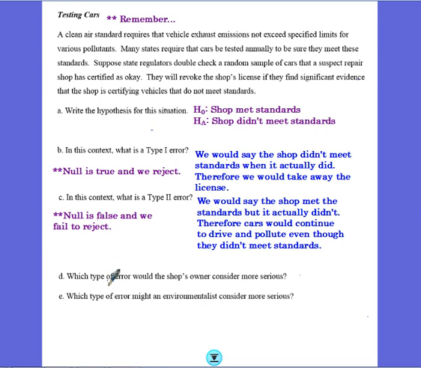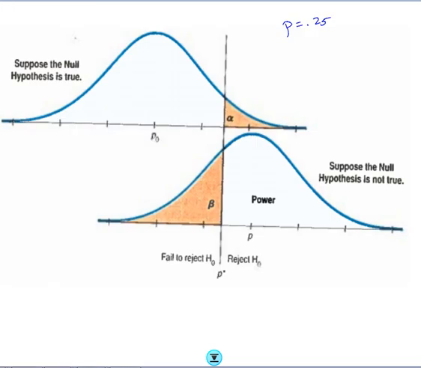So I did that for you in part D and E, where it says which type of error would the shop owner consider to be more serious to make, and that would be a type 1 error. Because when we make the type 1 error, they're revoking their license, and that's a big deal as the shop owner. Whereas if you were an environmentalist, what would you consider a bit more serious? That would be a type 2 error, because now there's all these cars going out and polluting, and that's not good either.